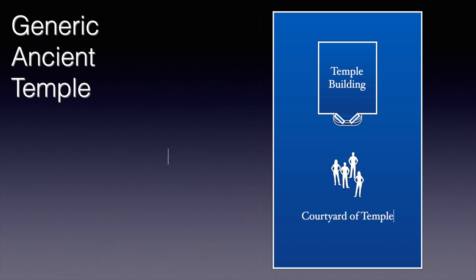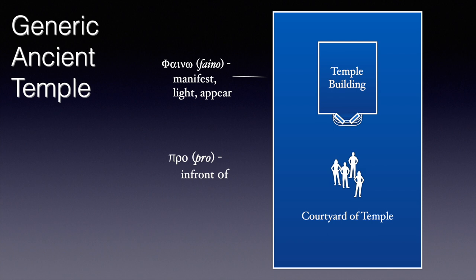And if you stood in front of the temple there, the Greeks use this preposition pro, and it means in front of or before something. Now, if you take the manifestation, the phanio of God inside, and the pro, the position outside the temple, and we put them together, we get the word profane.